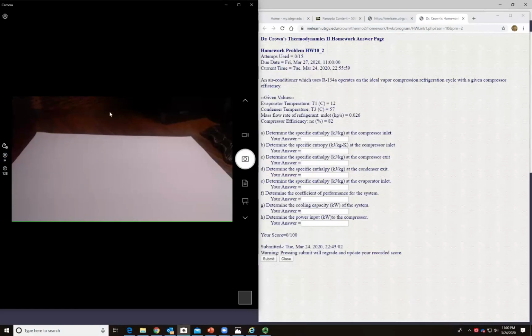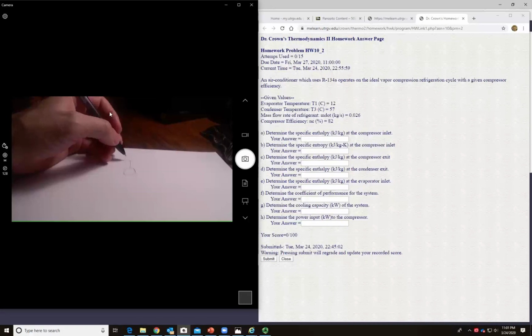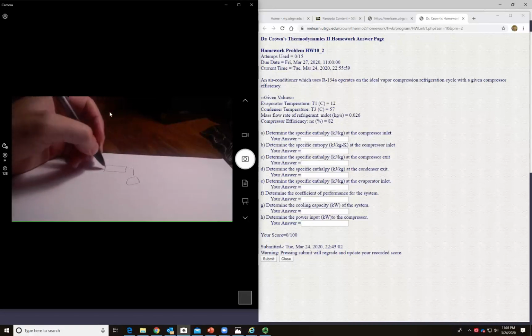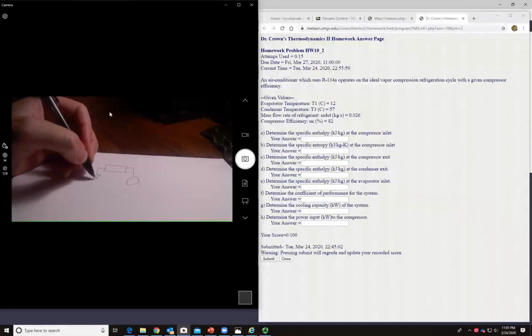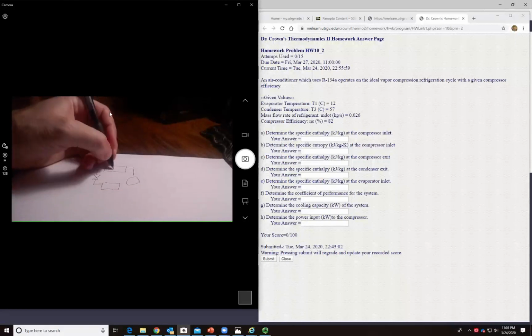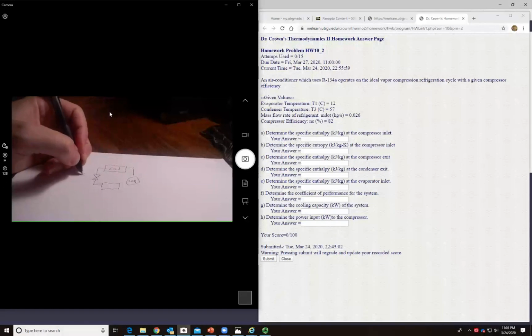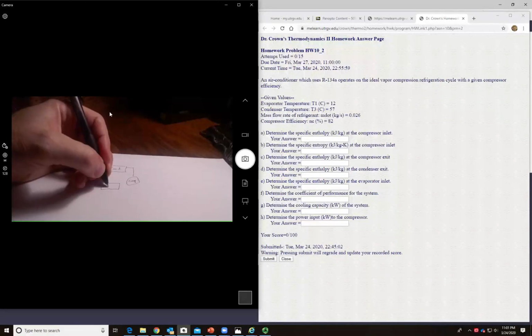Okay, I had a question about homework 10.2 here. So let's take a look at this. We've got a compressor, an evaporator, expansion valve, condenser, compressor, expansion valve, and evaporator.